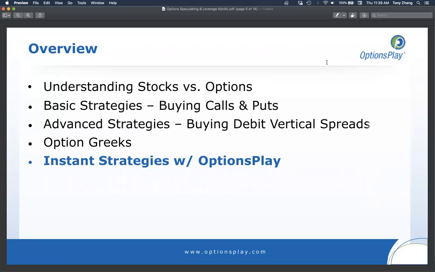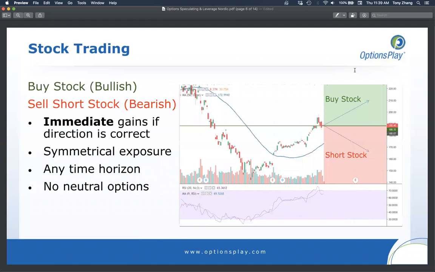Because again, I think the best way to learn is to look at real examples of stocks or ETFs that you guys are looking to trade, and seeing how the tool helps you analyze those trades and decide whether an option strategy is suitable. So first off, let's talk about stock trading.